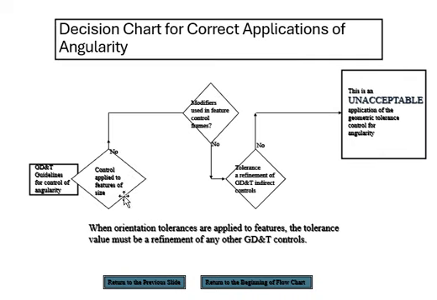Then you look at the feature, we're going on feature direction, not the feature of size. You look at the modifier, you don't have the modifier. You look at the tolerance, you don't have the tolerance, so it's not acceptable to control the angularity, because you need the size of your tolerance zone for us to be able to play with the angularity, okay?